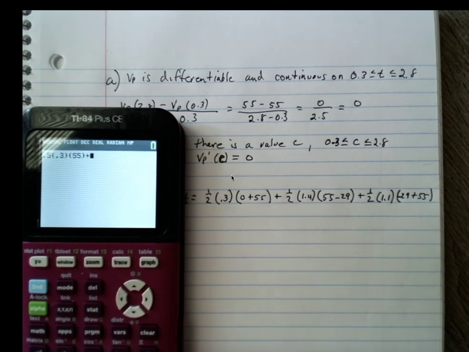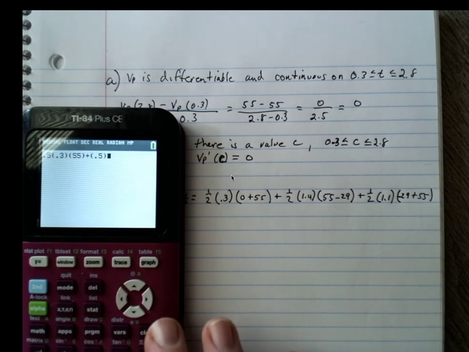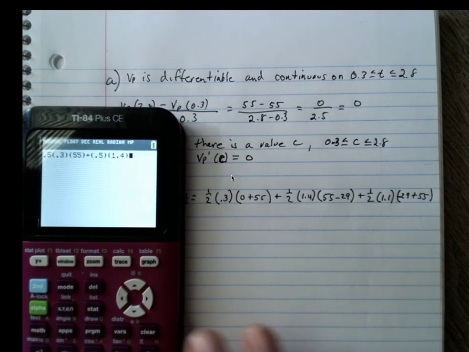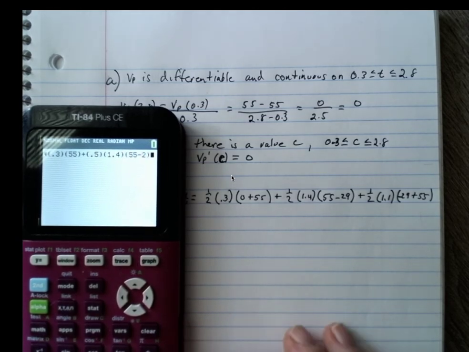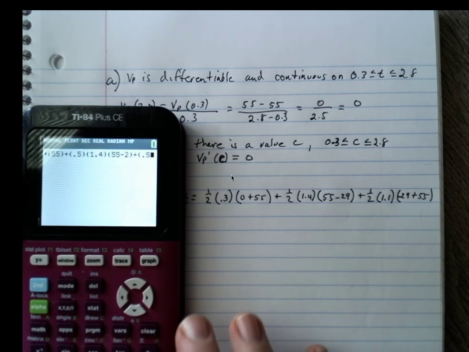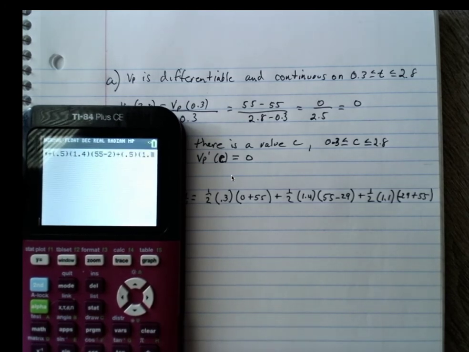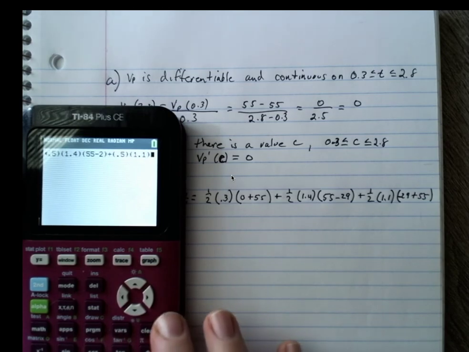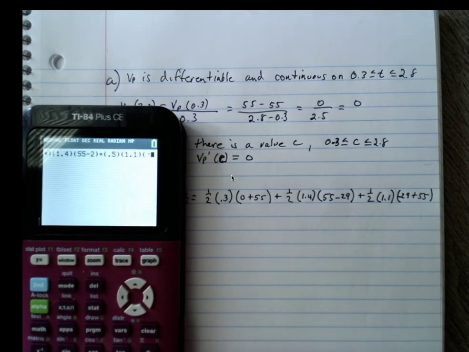Plus, I'm going to just use parentheses the rest of the way, 0.5 times 1.4 times 55 minus 29, not going to do that in my head, plus 0.5 times 1.1 times negative 29 plus 55. Go ahead and close that parenthesis, and we get not the right answer.